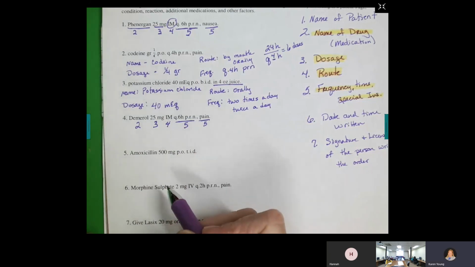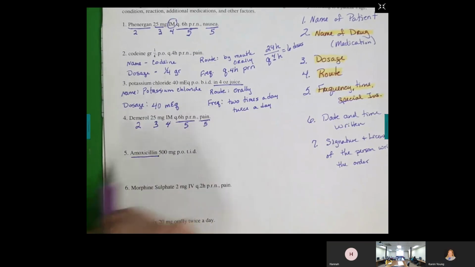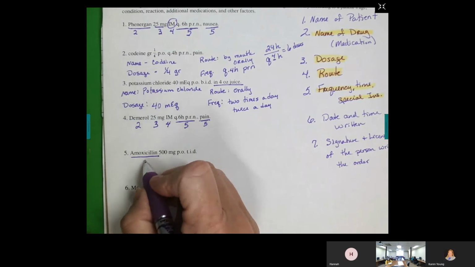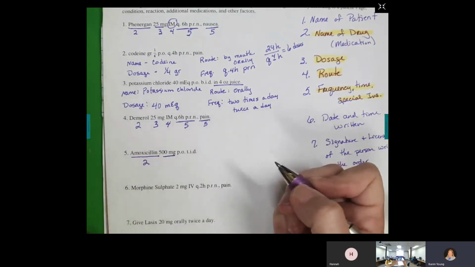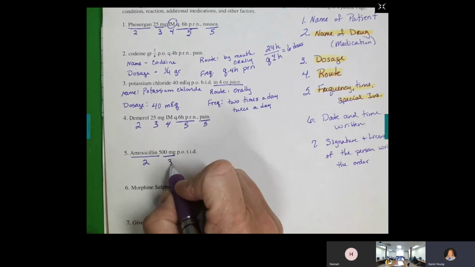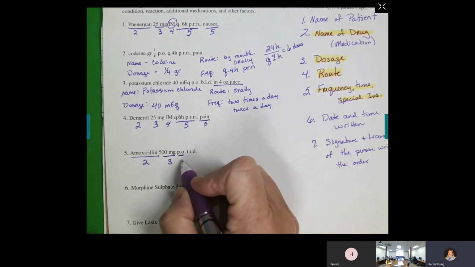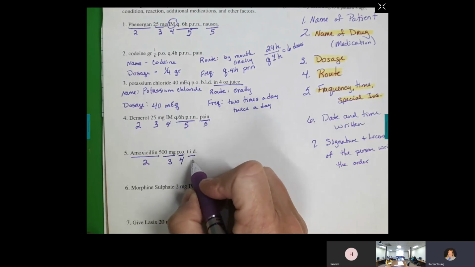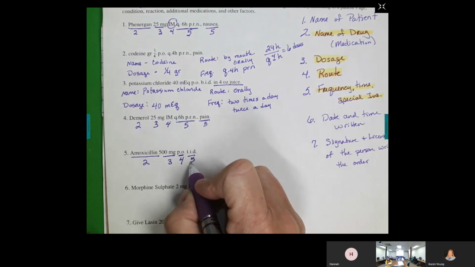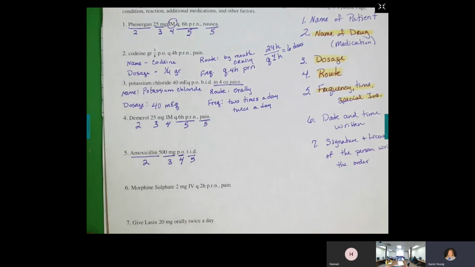So just to finish up these 5 and 6, what's amoxicillin? What is it on our list of medication order parts? The drug name. The 500 milligrams is going to be the dosage. The PO represents the route. And the TID is the frequency. These are some of the easiest things we'll do all semester, if you don't overthink it.